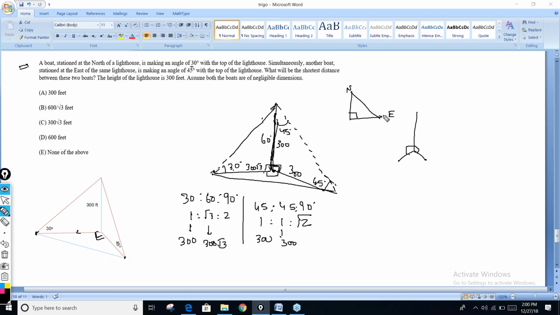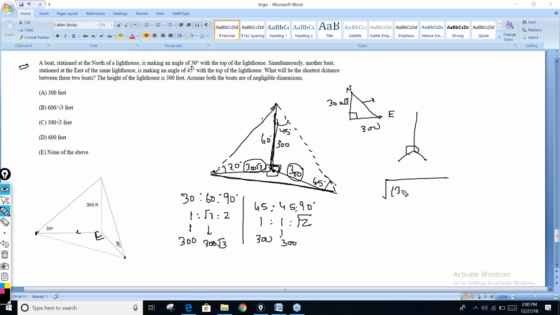Now if you can visualize like this, we need to find out the distance between these two boats. That is 300 root 3, that is 300. We need to find out this distance. Something like that. That is 300 root 3, that is 300. I need to find out this distance. So I'm going to use Pythagoras directly.